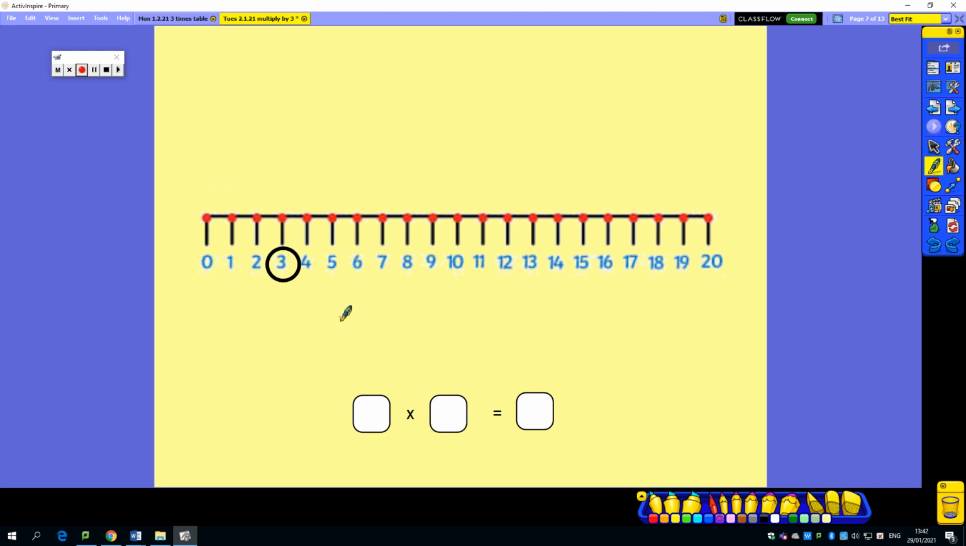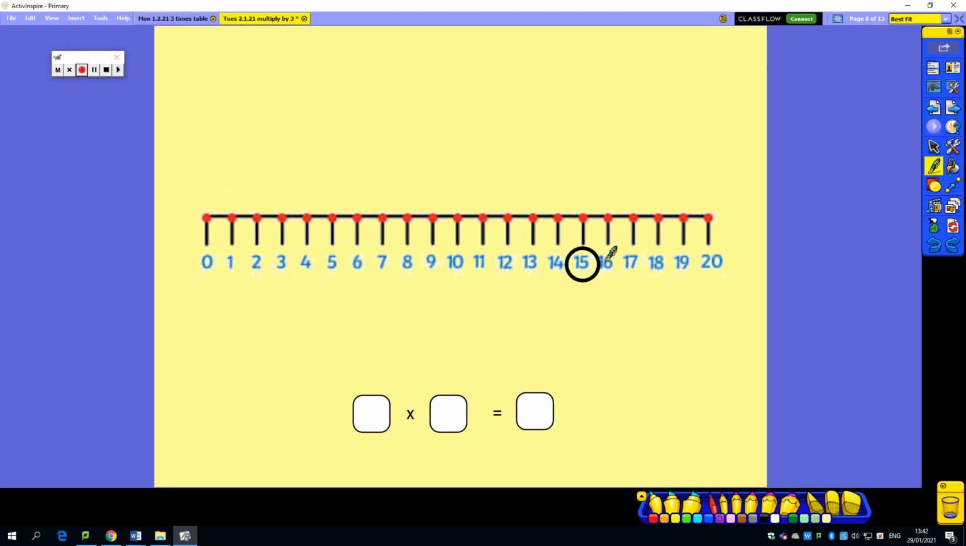Can you have a go at this one? What would the multiplication sentence be to match this representation? Pause me and write it down. Okay, so hopefully you had 1 times 3 equals 3, because we had one jump of 3 to get to 3.